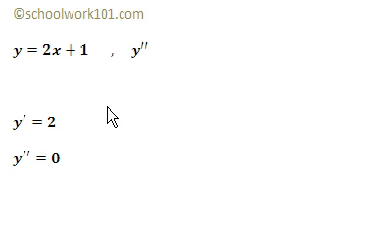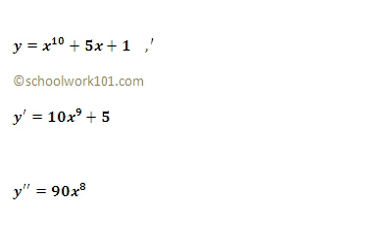We're going to be looking at higher order derivatives, and that means that we're not just going to take the first derivative, but we're going to take the second derivative. So this y double prime right here means take the second derivative. So the first derivative of 2x plus 1: the derivative of 2x is 2, and the derivative of 1 is 0. Therefore, the second derivative is equal to 0.